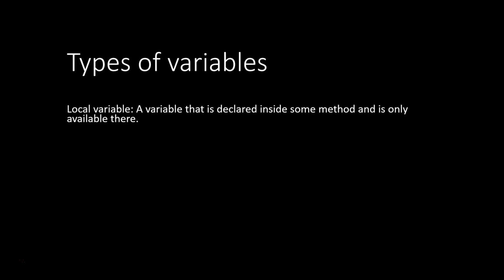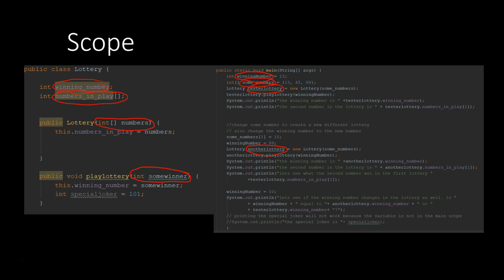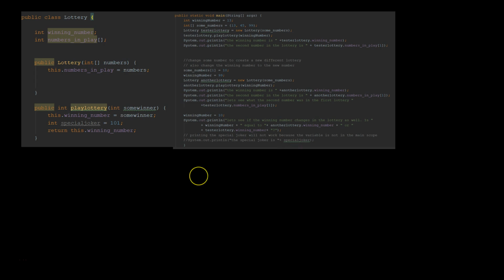So let's go back here and see what kind of variables we have. We have class variables, or member variables. Then here we have a parameter, another parameter. Then here we have a local variable, local variable, local variable, and here another local variable. But how do we reason about this? What could actually go wrong in this little program?